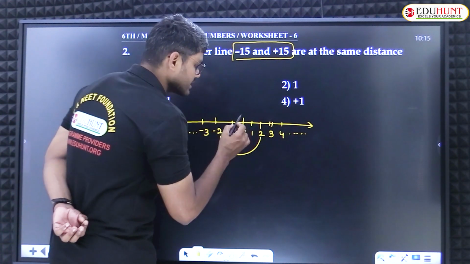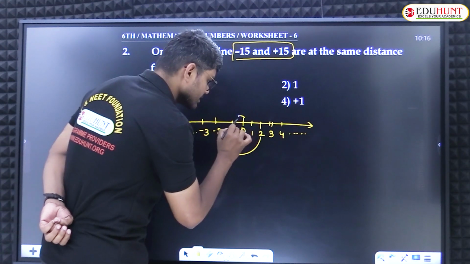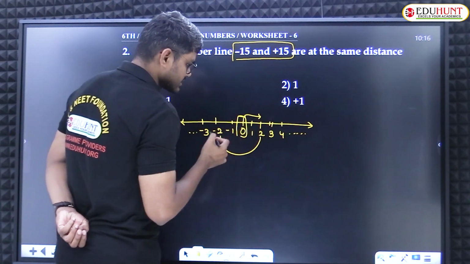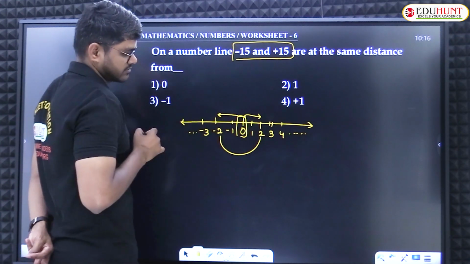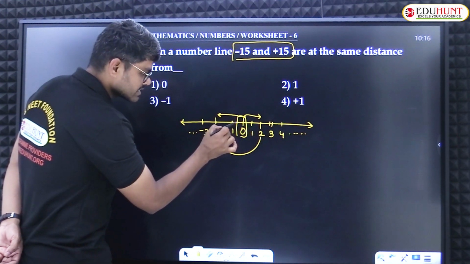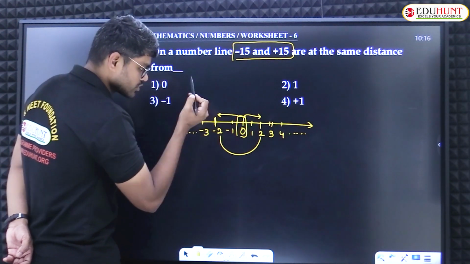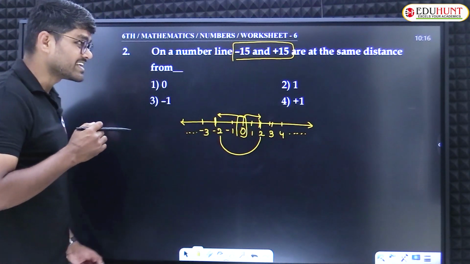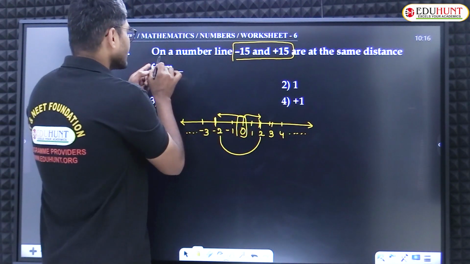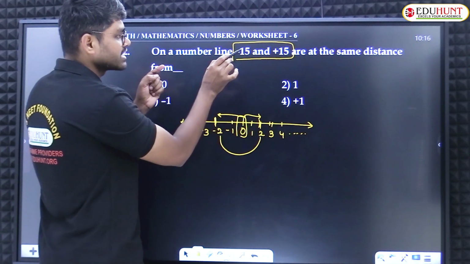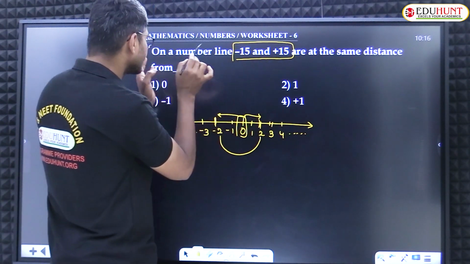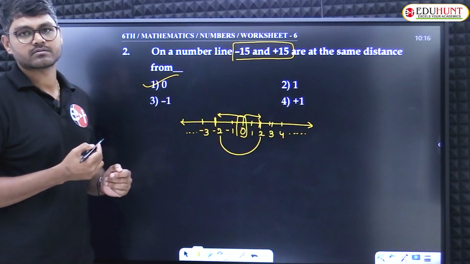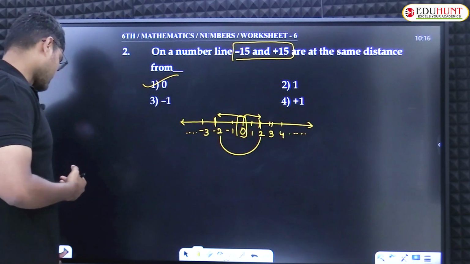Now see, from 0, the distance to -2 and +2 is the same. So we can conclude that on a number line, -15 and +15 are at the same distance from 0 only, not -1, 1 or +1. Okay. Let's see the next one.